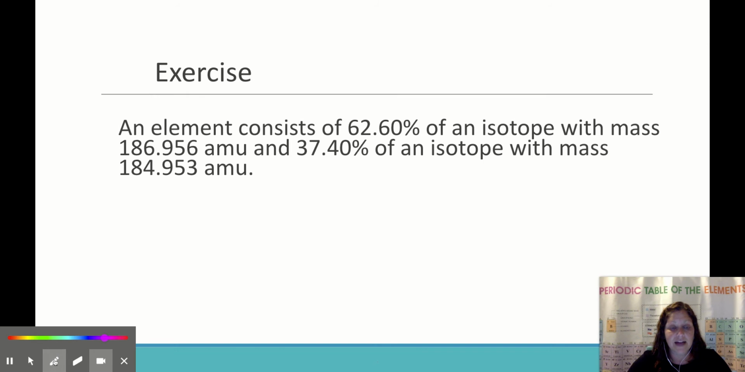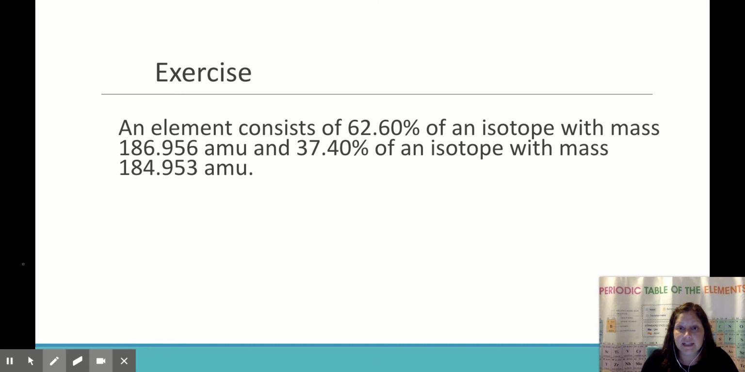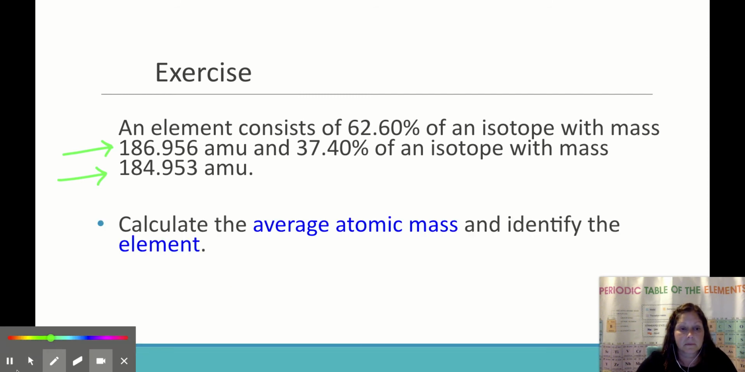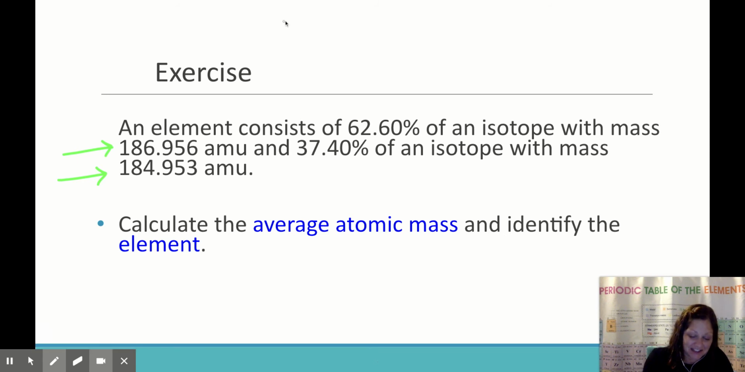Now, a type of exercise or a problem that we can do might be asking us, an element consists of 62.60% of an isotope with this mass and 37.40% of this mass, and it might ask us to find the average atomic mass. So if we want to do that, we are going to take the weighted average, not really a lot of space here. So let me just do that up here.